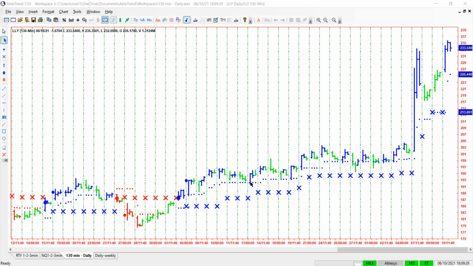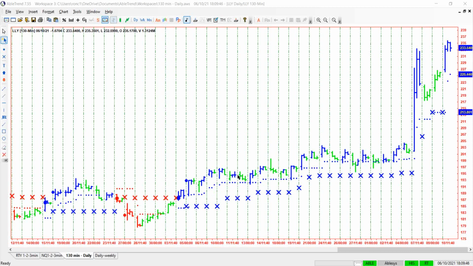Now, as far as missing the beginning of the trend, these are sweet spots. These are places you can get in if you've missed the beginning of the trend. Obviously, there's more risk involved because you're getting in at a higher price. Everybody, we all want to get in at a low price. Lowest possible price is the lowest risk.